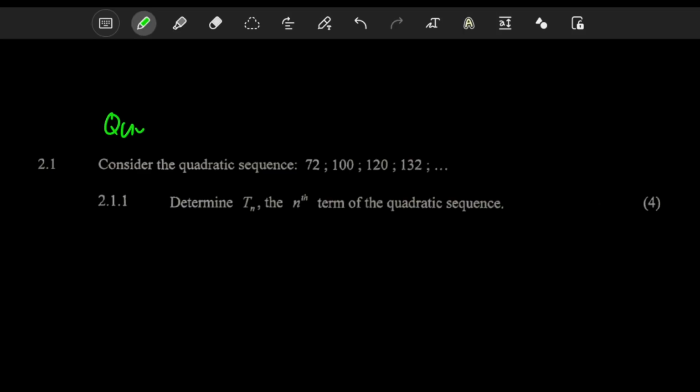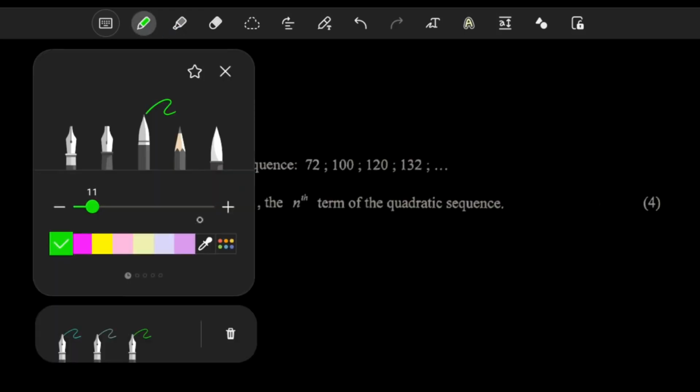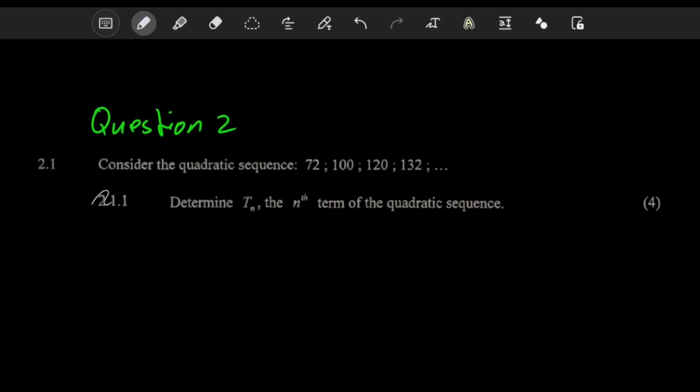Let's just write here question 2, because why not? So question 2, as always, you're going to have sequences and series, that's standard procedure. How many marks here? 4. For 4 marks, they are saying we should consider the quadratic sequence. If you have a quadratic sequence, it just means that it has a second common difference.